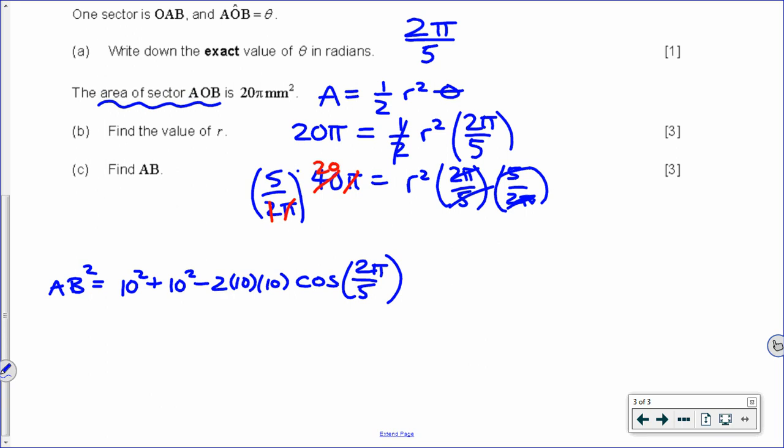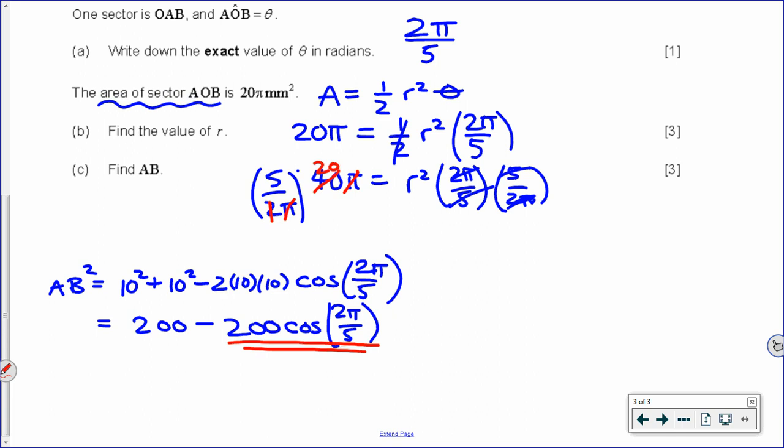A couple of complications to this is that you'd need to make sure your calculator was in radian mode if you're about to do the cosine of a radian angle. And another thing that I've seen, 100 plus 100 here is 200. And then 2 times 10 times 10 is also 200. So 200 minus 200 cosine of 2 pi over 5. You absolutely cannot subtract this 200 minus this 200 and get 0. This is attached by multiplication. You cannot subtract the 200 away from it.